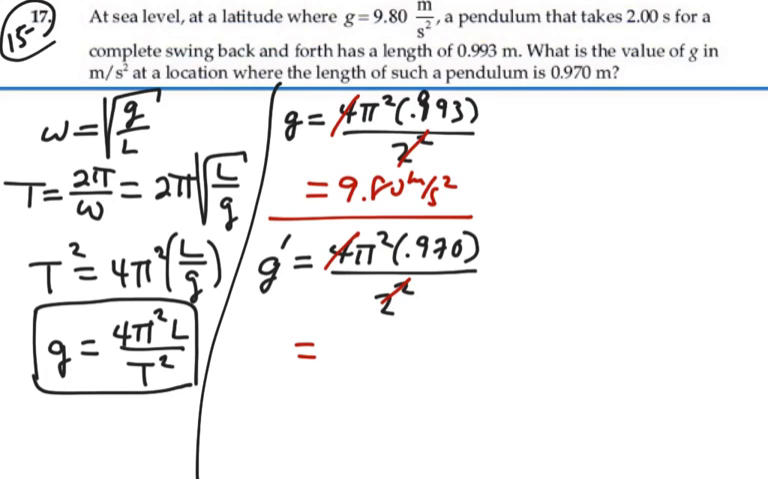That's 9.57 meters per second squared. So the value of g at our new location where a pendulum of 0.97 meters works is 9.57 meters per second squared.